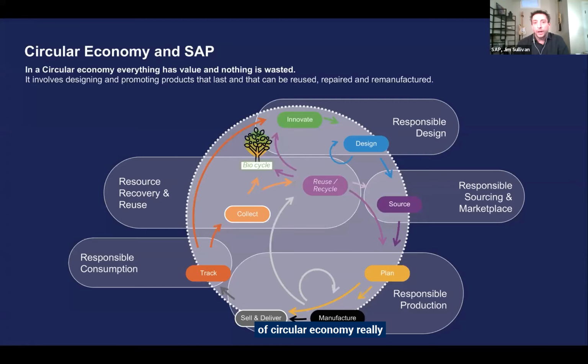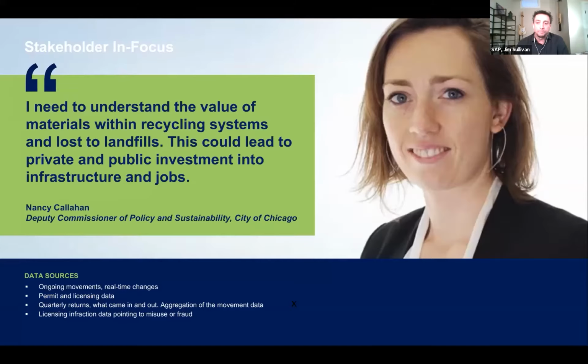So the concept of circular economy really starts with responsible design, where 80% of the impact is locked in. It moves to sourcing and marketplace. How do we ethically source materials, including recycled materials at their highest and best value? How do we move towards responsible production and close the loop within waste materials there? And then how do we engage consumers to get materials back into the productive flow as opposed to being landfilled or incinerated? And finally today, turning over to my colleague Paulina, we're going to do a deep dive on resource recovery and reuse and material tracking.